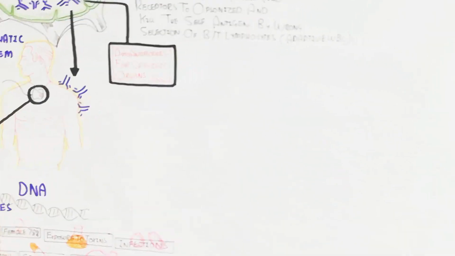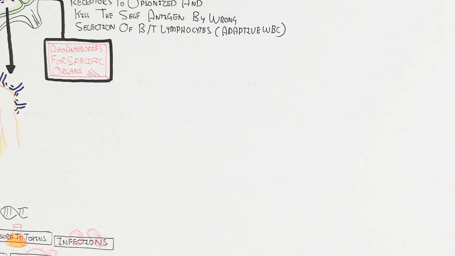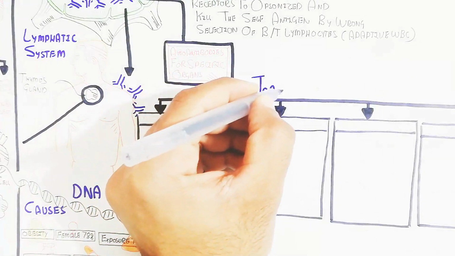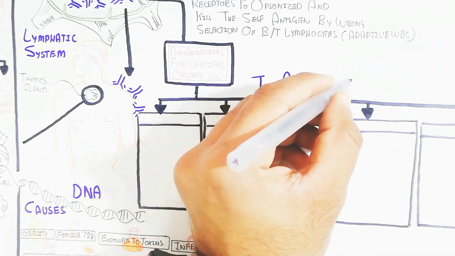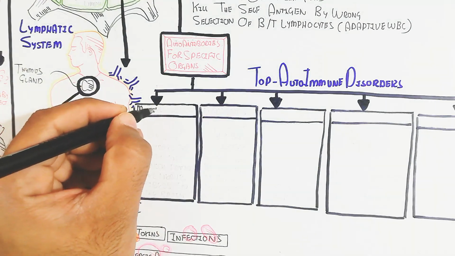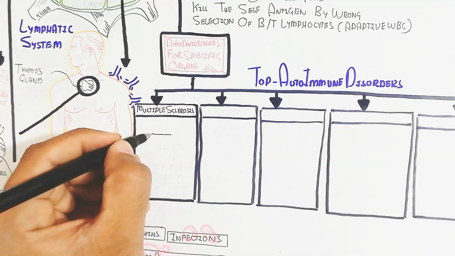The autoantibodies for specific organs. Let's begin to understand the top autoimmune disorders. There are a lot of autoimmune disorders, but in this video we will understand about six autoimmune disorder types.